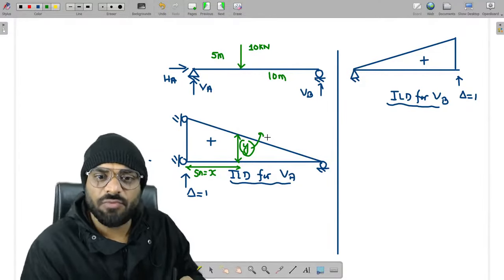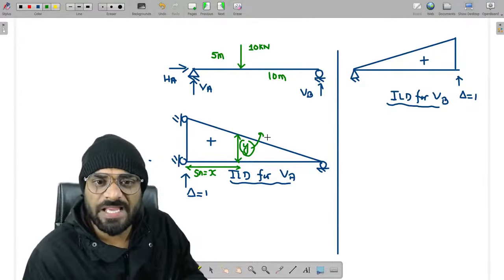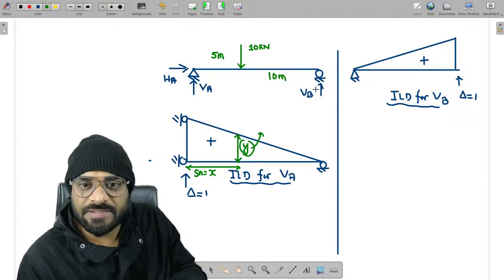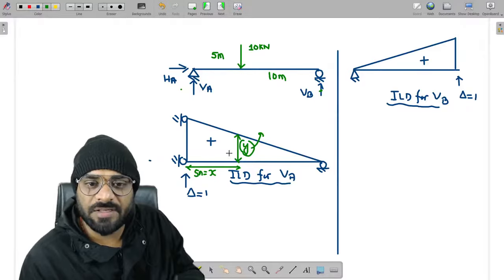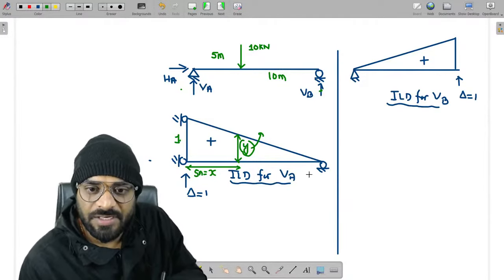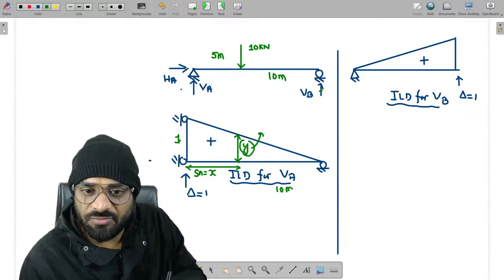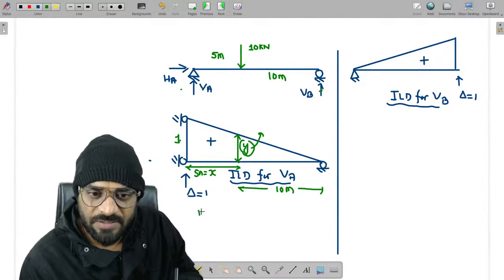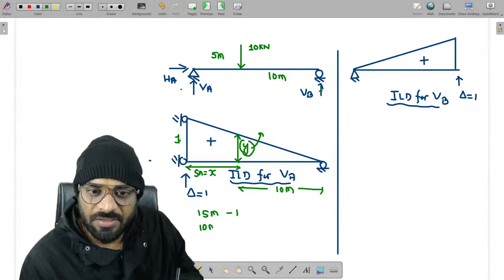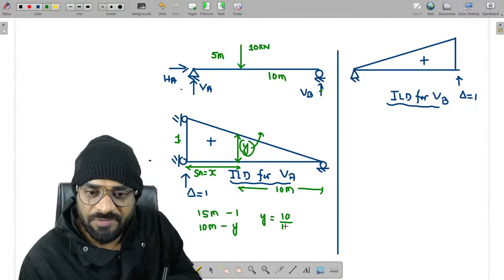Can you calculate it? What should be the value of y? At x is equal to 5 meter, what is the value of y? At 15 meter, it is 1. Then at a distance of 10 meter from this particular end, what is the value of y? Can we calculate? Yes. At 15 meter, the value is 1. At 10 meter, the value is y. So y is equal to how much? It should be 10 by 15.